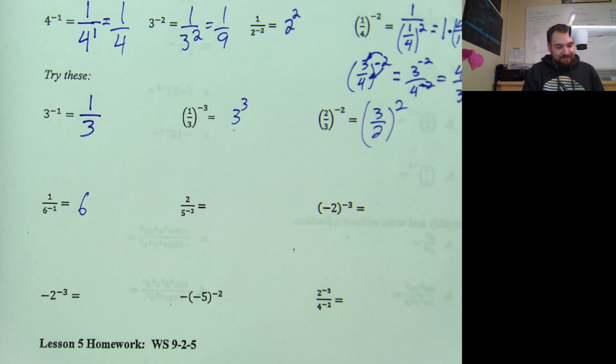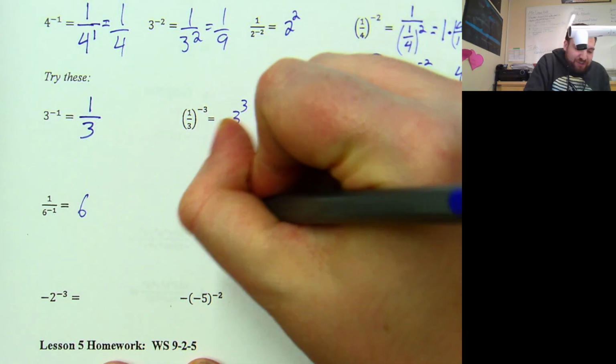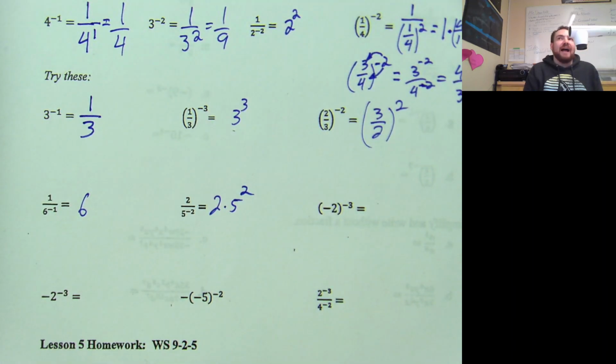Presley. 5 squared over 2. I thank you for being brave, but you are incorrect. Why? What doesn't move? The 2. The 2 in the numerator, it does not have an exponent on it. It doesn't move. So Presley, what should it be? 2 times 5 squared. You betcha. 2 times 5 squared. I love it. I'll always give you an opportunity to fix it.